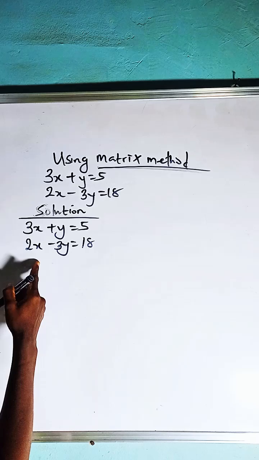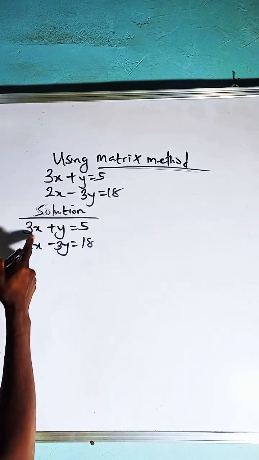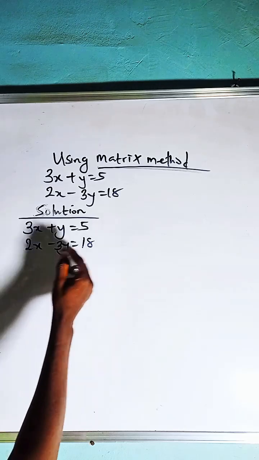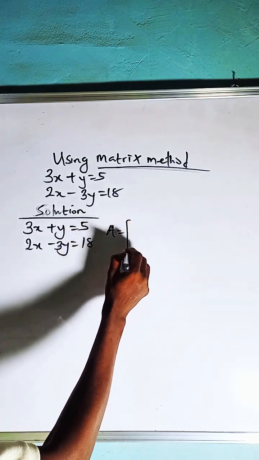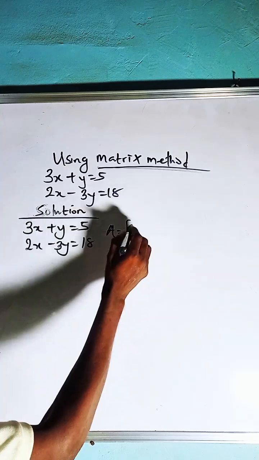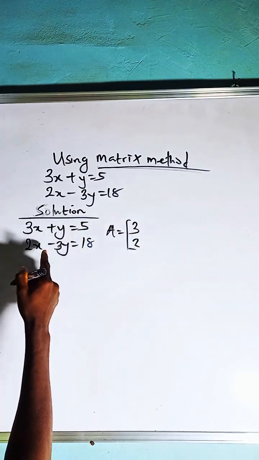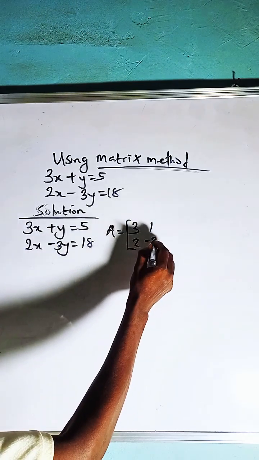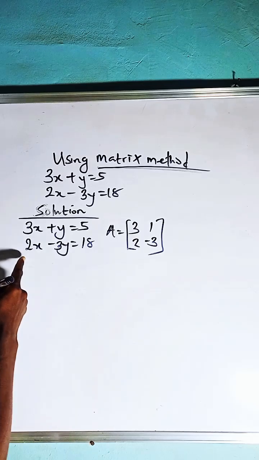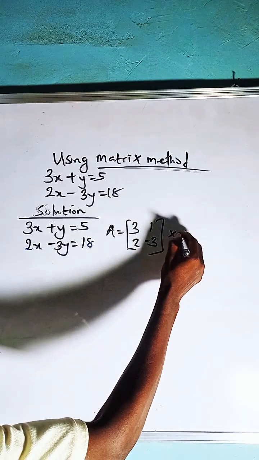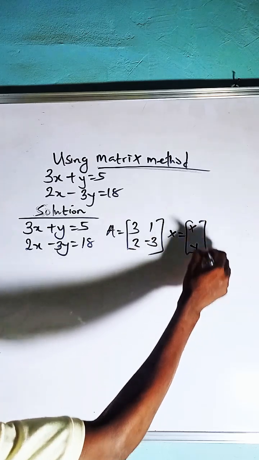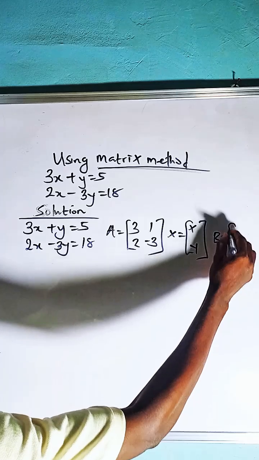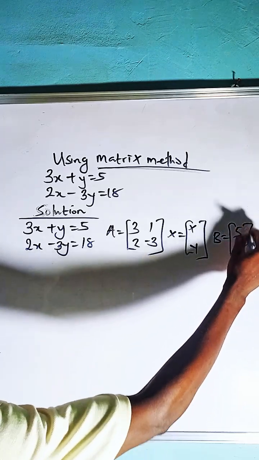We can easily set up a 2 by 2 matrix from this equation. Let's separate the coefficient of x and the coefficient of y, and have that as matrix A. The coefficient of x here is 3, and this is 2, and the coefficient of y here is 1, and the other coefficient of y is minus 3. We are working with x and y, so let's have this as x and y. For this, let's have this as B. So we have 5 and 18.